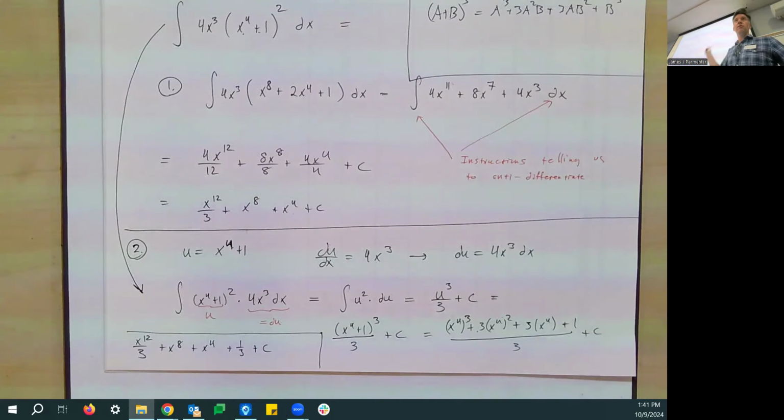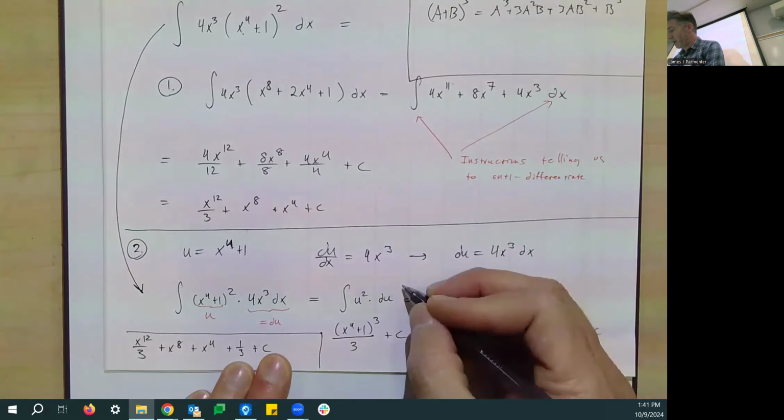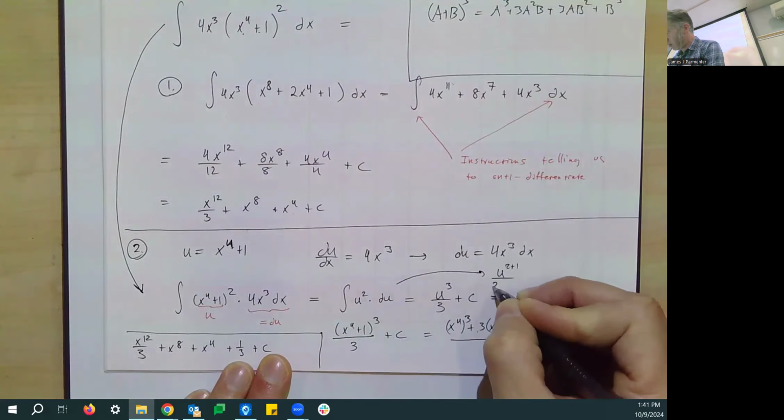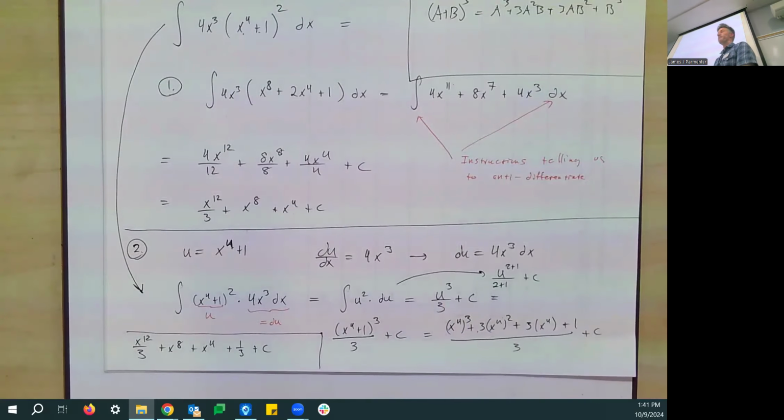Oh yes, question. Just to see, when you get u squared times du, how do you get divided by 3 with 3? So how do we anti-differentiate our variable to a power? No, that's all right. It's just the anti-power rule, which is just u to the 2 plus 1 divided by the new power plus c. Thank you. That makes sense.